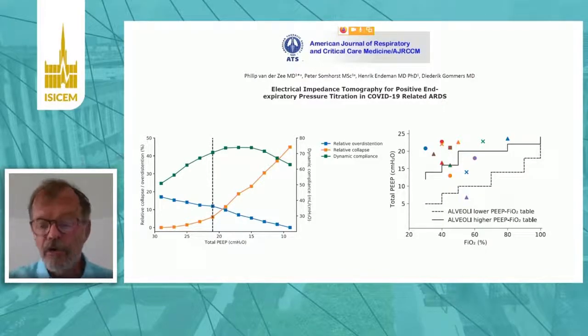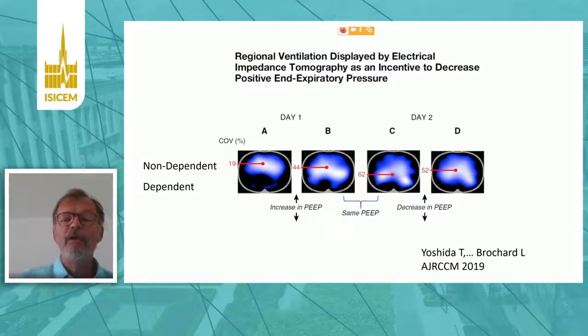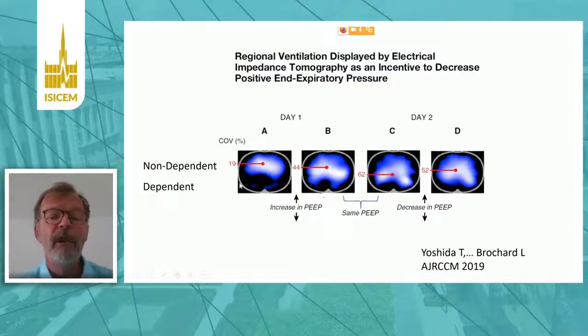So we are not sure what's the best technique. One thing we proposed was to look at the distribution between the non-dependent part and the dependent part. This is an example of patients in whom we increase the PEEP, so you see a better distribution with more homogeneous ventilation. The next day, with the same PEEP, most of the ventilation was now in the dependent part. And the only explanation for that is that we were overextending the non-dependent part. So we say when you see that, this is an incentive to decrease the PEEP.